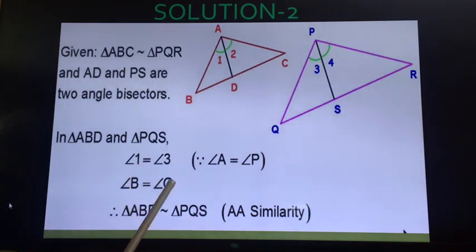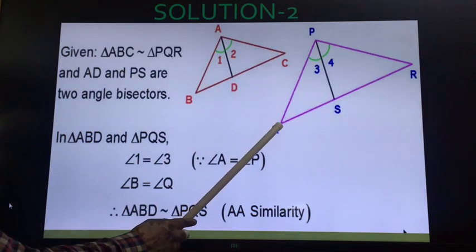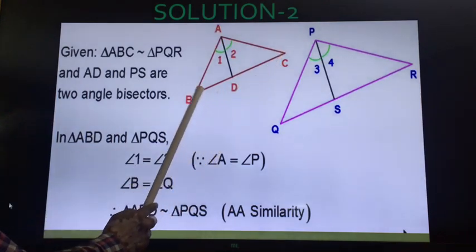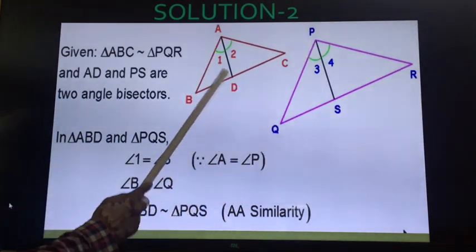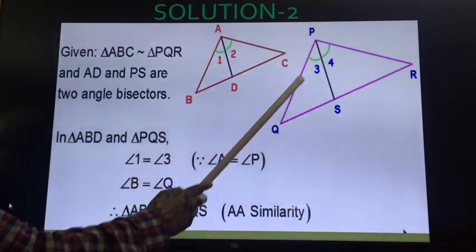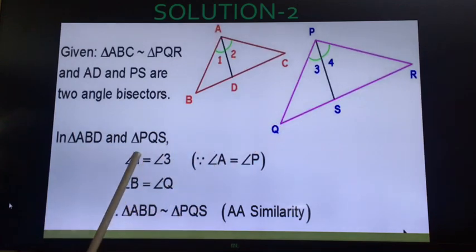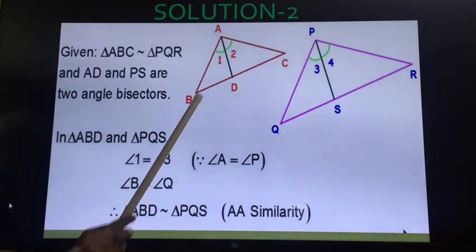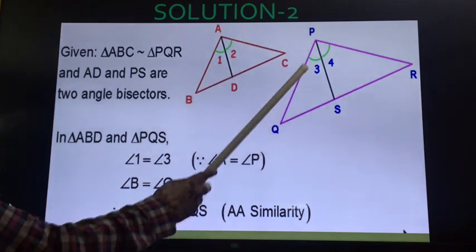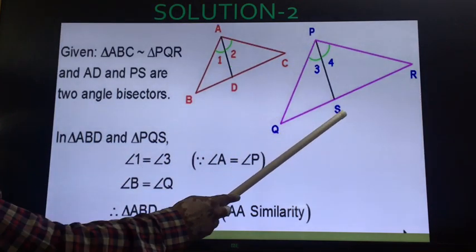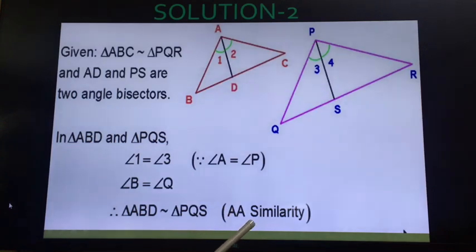After that, angle B is equal to angle Q. These two are also equal because this big triangle ABC is similar to triangle PQR, it is given. That is why angle B is equal to angle Q. So in these two triangles, if two angles are equal, then the triangles will be similar. So triangle ABD will be similar to triangle PQS by angle similarity.